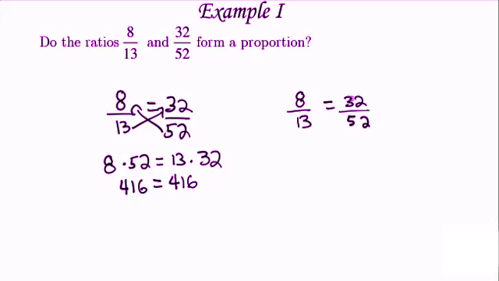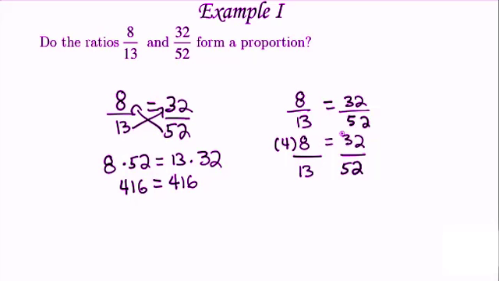Think about how 8 is related to 32. Actually, 8 times 4 is 32. If the relationship between the two denominators is the same as the relationship between the two numerators, then I can say that this is a proportion.